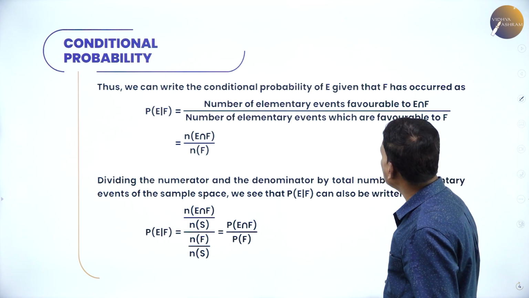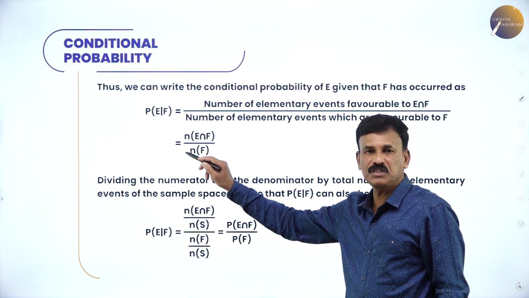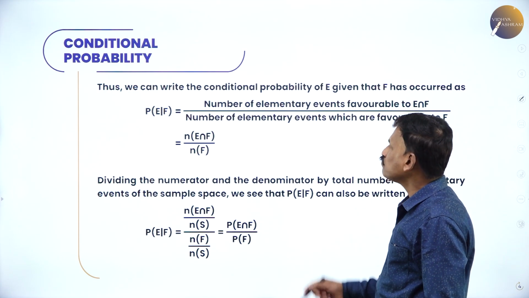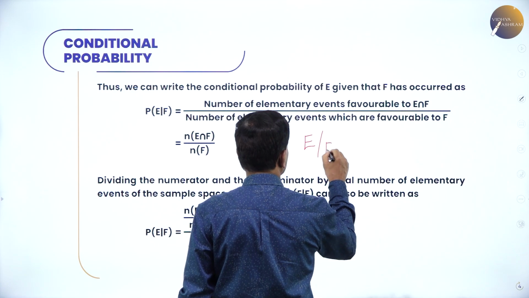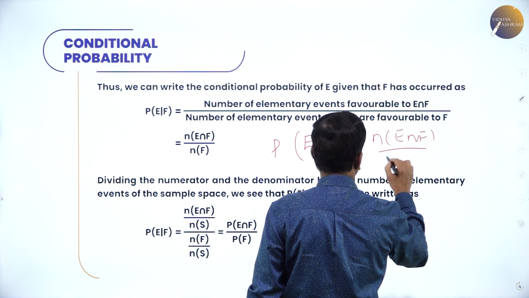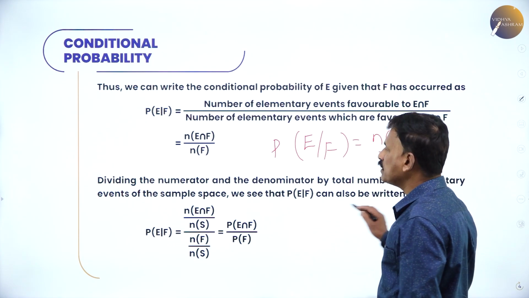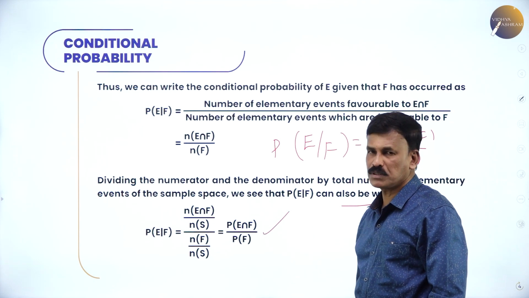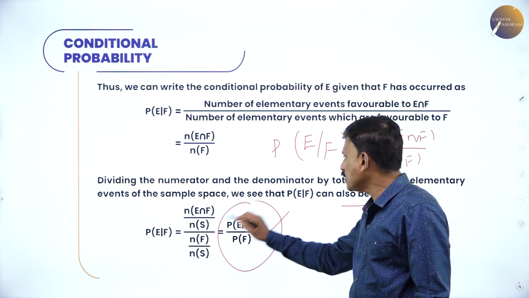Now, the conditional probability of E given that F has occurred, E by F, that means the conditional probability of E if F has already occurred, is equal to the number of elementary events favorable to E intersection F divided by the number of elementary events which are favorable to F. So the probability of E by F is N of E intersection F divided by N of F. Dividing the numerator and denominator by the total number of elementary events of the sample space, we get probability of E by F is equal to probability of E intersection F divided by probability of F. So, the probability of E by F is always equal to probability of E intersection F divided by probability of F. This is a very important formula.